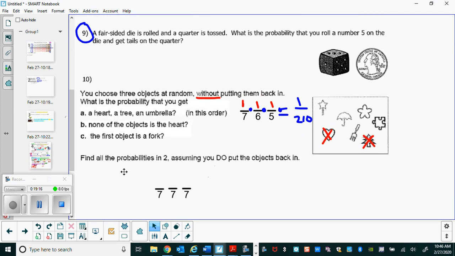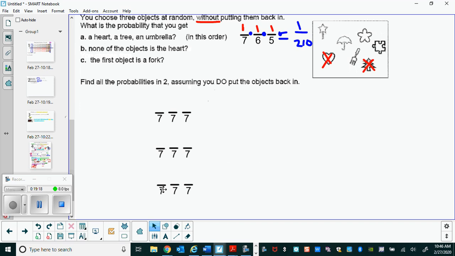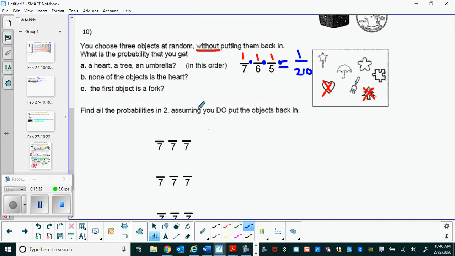And then when you do it again, you're going to do A, B, and C again down here. And it asks to do this all over again, but now assuming that you do put the objects back in. So if we took A and assumed we did put the objects back in, let's try it again. So a heart, 1 out of 7. You put the heart back in, so then there's 7 shapes left, and you have a 1 out of 7 chance of getting the tree. And then there's still 7 shapes, so then you'd have a 1 out of 7 chance for the umbrella.